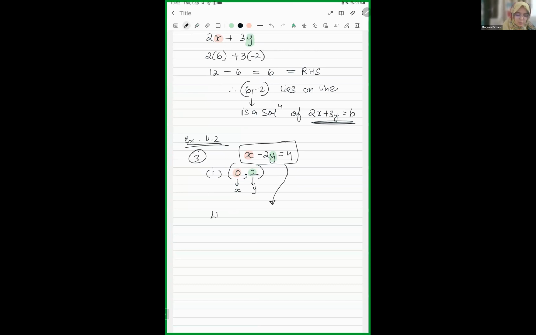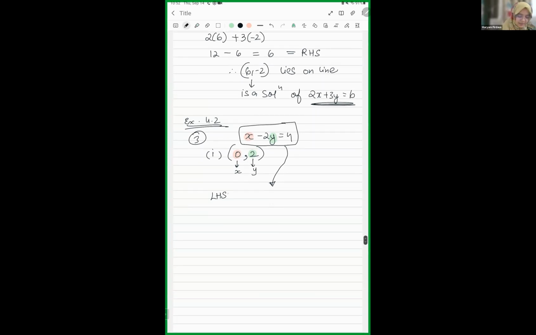So the LHS, how do we write it? We were supposed to write our answer like this. Please note the way of writing the answer. LHS: 0 in place of x, you're going to write 0 minus 2 times 2, because in place of y we are putting 2. This is equal to 0 minus 4, which is minus 4, which is not equal to the RHS. RHS is 4. Therefore, 0, 2 is not a solution of x minus 2y equals 4. Okay. Next.